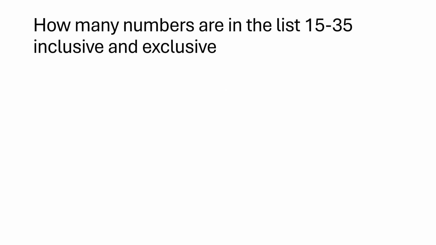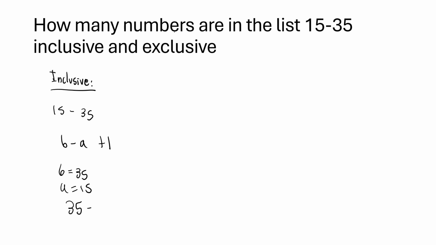So let's try an example. We need to know how many numbers are on the list of 15 to 35, inclusive and exclusive. Let's try the inclusive first. We have 15 to 35, and we know the formula is B minus A plus 1. In this case, B is equal to 35 and A is 15. So when we plug it into the formula, we have 35 minus 15 plus 1, which is equal to 21. So there are 21 numbers in the list 15 to 35 inclusive.